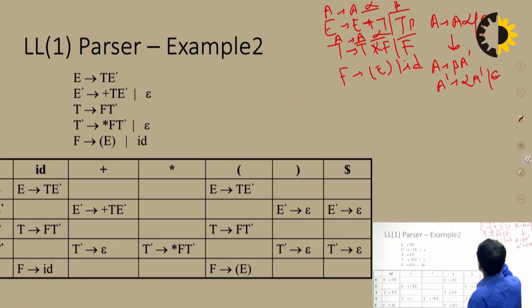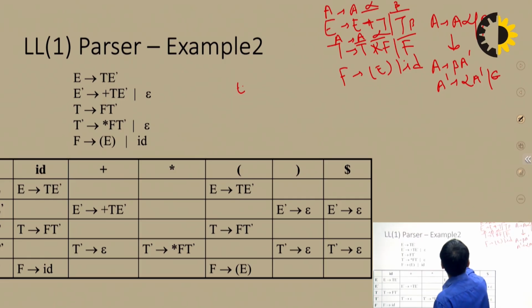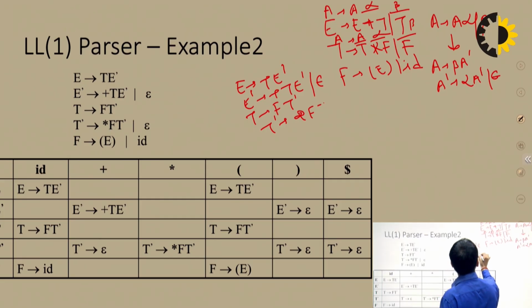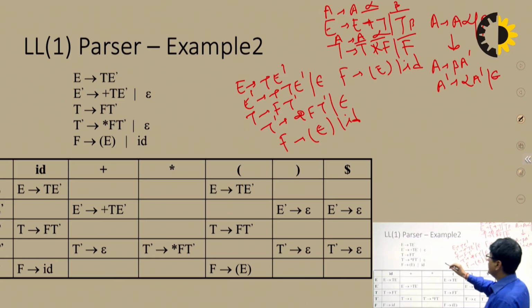So if you are converting it, you will find that E produces T E dash, E dash produces plus T E dash by epsilon. Similarly, T produces F T dash, T dash produces star F T dash by epsilon, and F produces bracket of E by ID. So you will see that. So this grammar is the converted form.